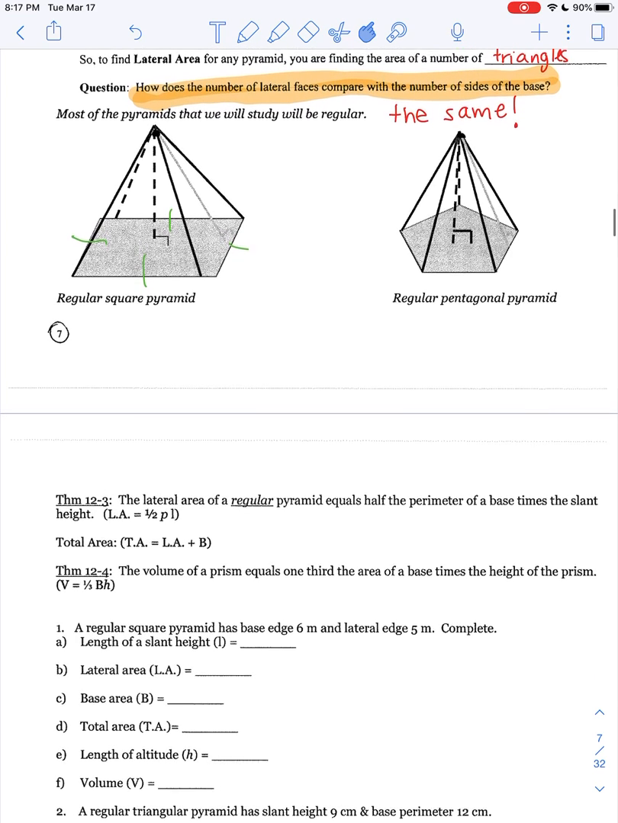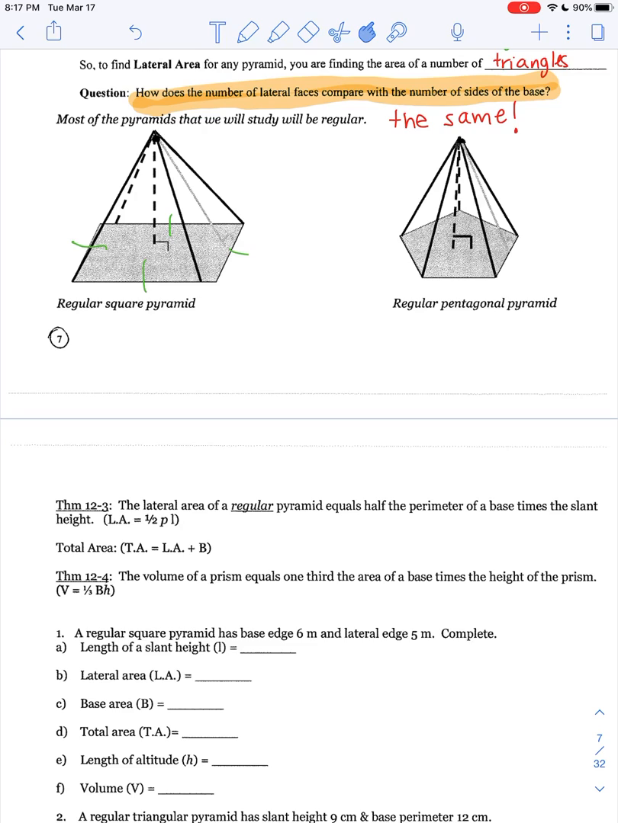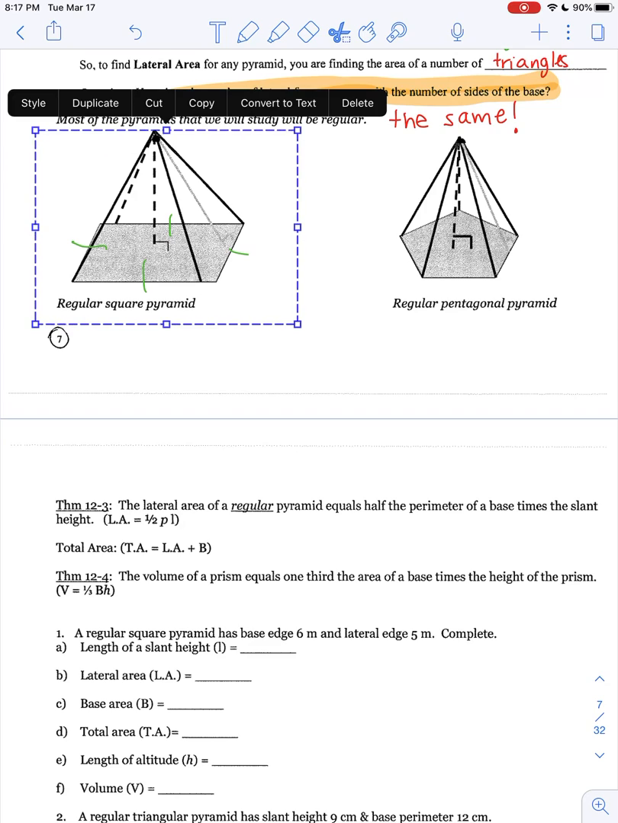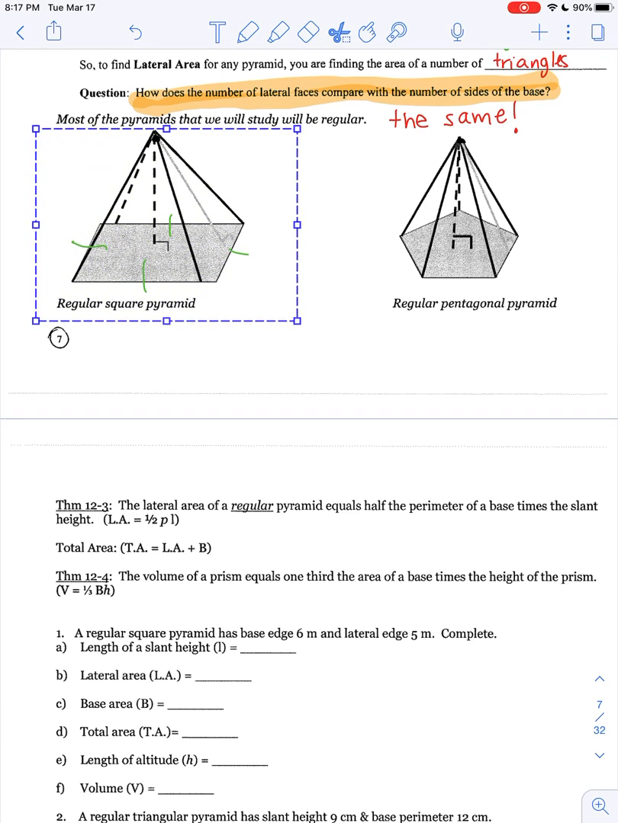How is the lateral area of a pyramid 1/2 PL? I'm going to go ahead and copy this picture that you see here of a regular square pyramid and talk about how we can show that the lateral area is 1/2 PL. Give me a minute here as I figure this out.